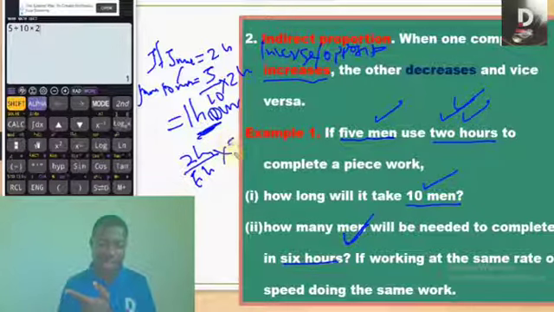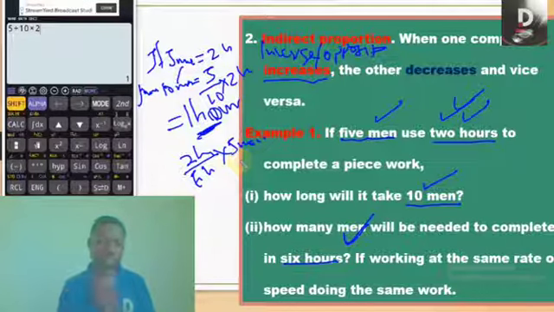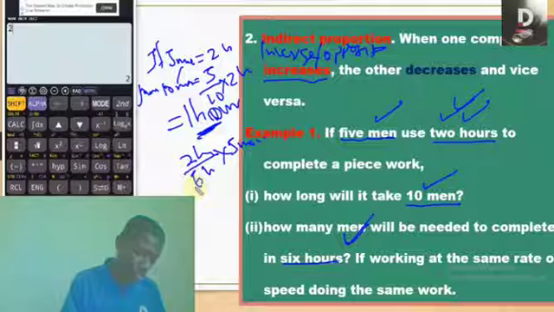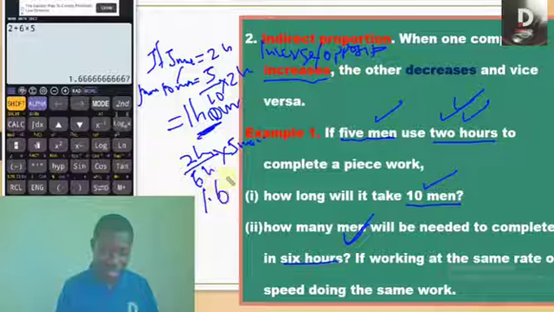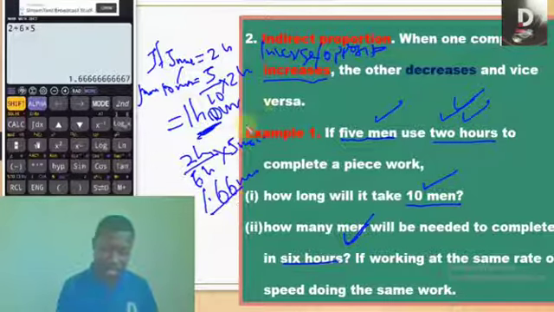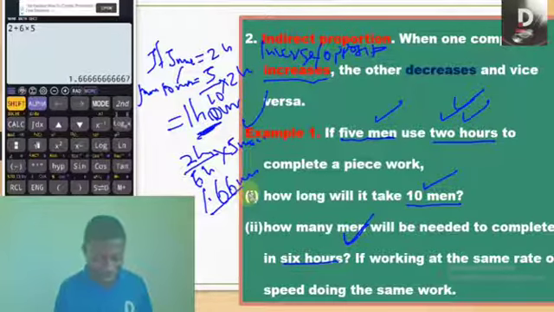How many are the men? 5 men. So 2 divided by 6 times 5 men. You get what? 1.6. Now, I'm asking you a simple question. How many are the men? We got an answer to what? That we are going to need 1.6 men to complete the same piece of work.